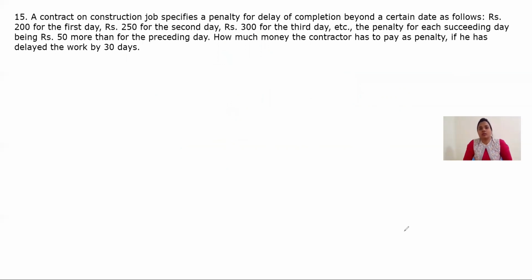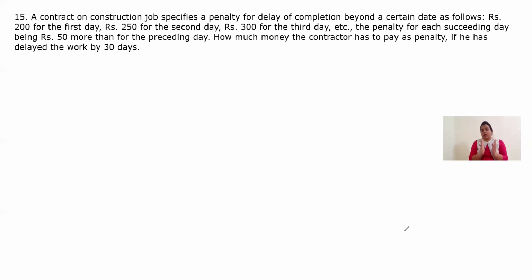A contract on construction job specifies a penalty for delay of completion beyond a certain date as follows. Rupees 200 for the first day, 250 for the second, 300 for the third day, and the penalty for each succeeding day being rupees 50 more than for the preceding day. How much money the contractor has to pay as penalty if he has delayed the work by 30 days?